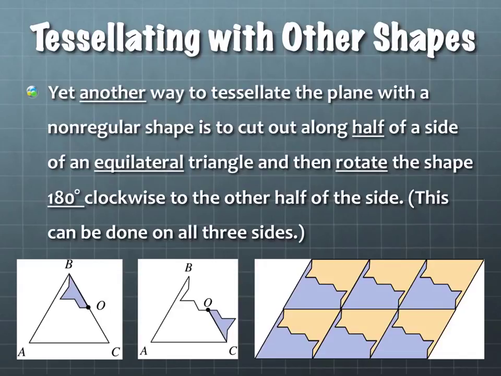A third way to tessellate a plane with a non-regular shape is to cut along half of the side of an equilateral triangle and then rotate the shape 180 degrees clockwise to the other half of the side. And this can be done, wouldn't have to be, but could be done on all 3 sides. So you'll see this is the cutout, right? It's blue, and then it's cut over here. And then they've rotated this around here.